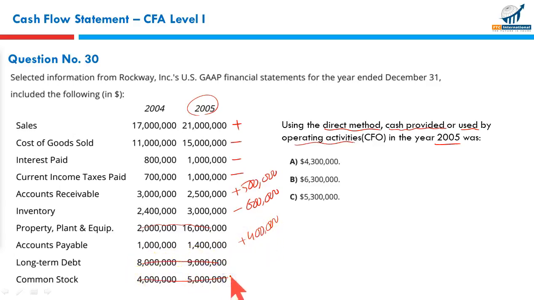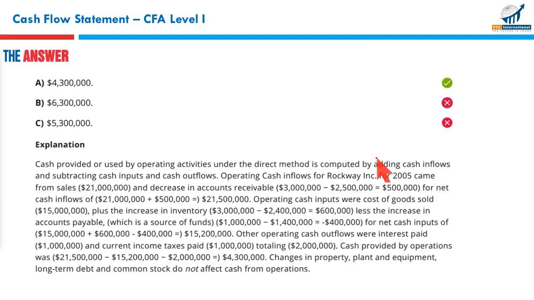Long-term debt is not operating cash flows. Common stock is financing. So just adding these all, 21 million, less 15 million, less 1 million, less 1 million, add 0.5 million, less 0.6 million, and add 0.4 million gives you 4.3 million of cash flow from operating activities using the direct method, and that is the reason we have A to be the correct option.